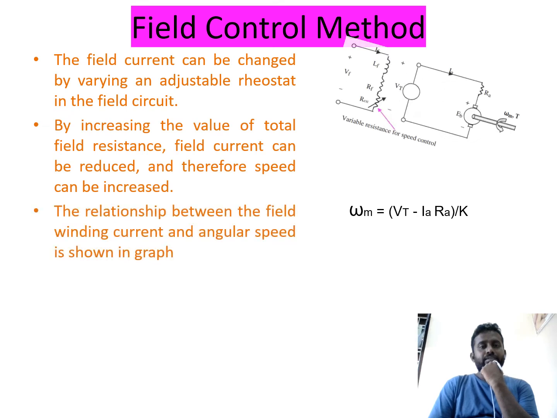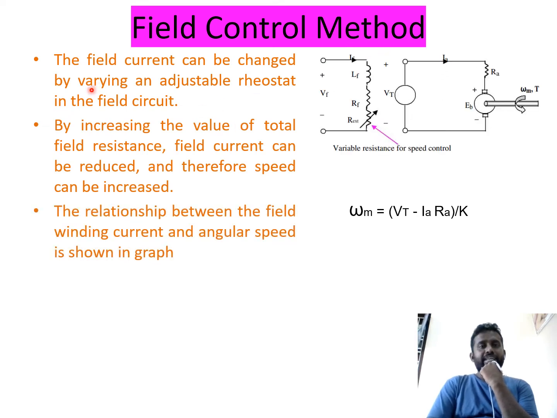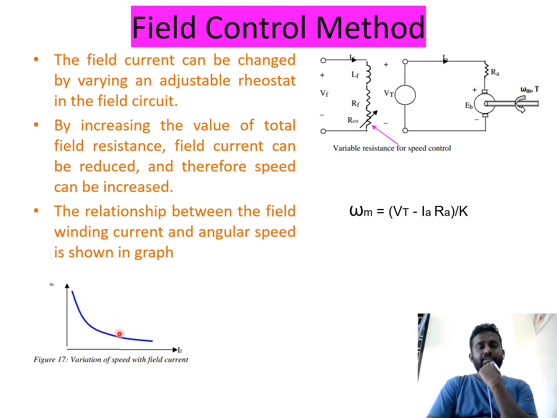Once again we'll see that. The field control can be changed by varying an adjustable rheostat. As you can see, there is an adjustable rheostat that is placed in the field winding circuit. By increasing the value of the total field resistance, field current can be reduced and therefore speed can be increased. The relation between the field current and angular speed is shown in the graph. So this is the relation between the field current and the angular speed. So by connecting a resistance here and by varying the value of this resistance, you can control the speed of the motor.